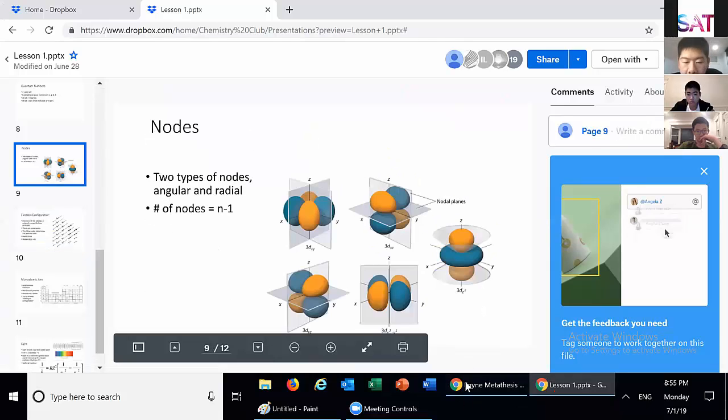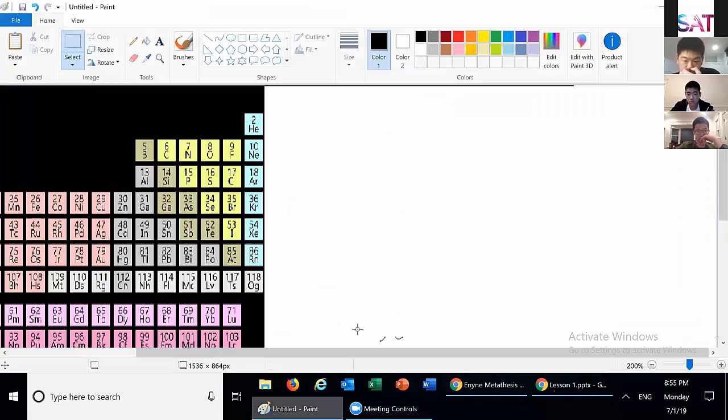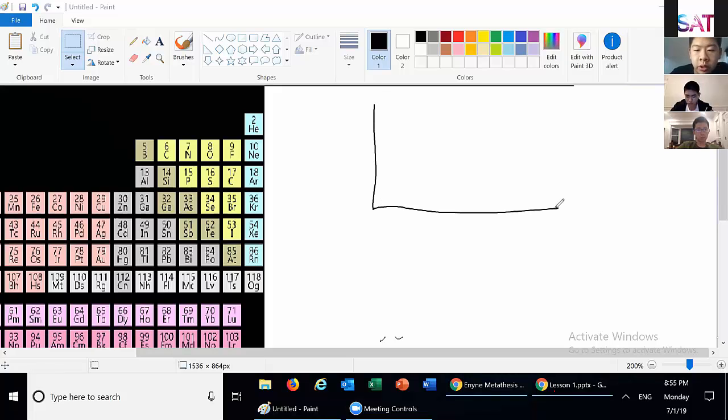So I also want to explain a little more what these nodes are. Let's draw a graph, kind of. Okay, so let's say we have a graph. We have R on the x-axis. R will stand for radius, so distance from the nucleus. And then on the y-axis, we can just have the value of the wave function. So let's look at an s orbital, the 1s orbital.